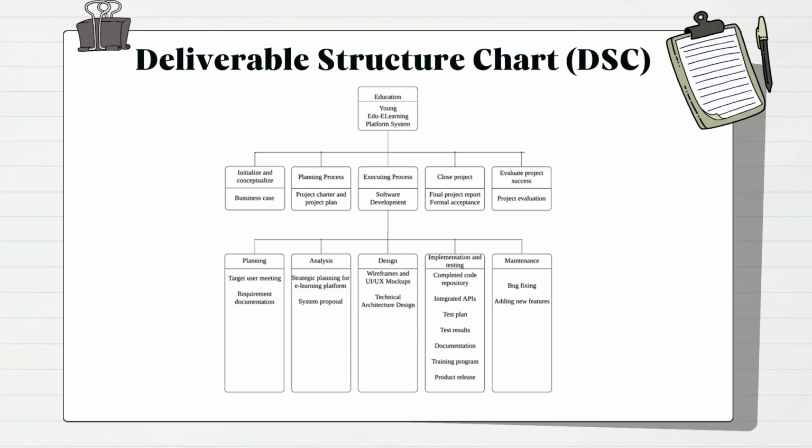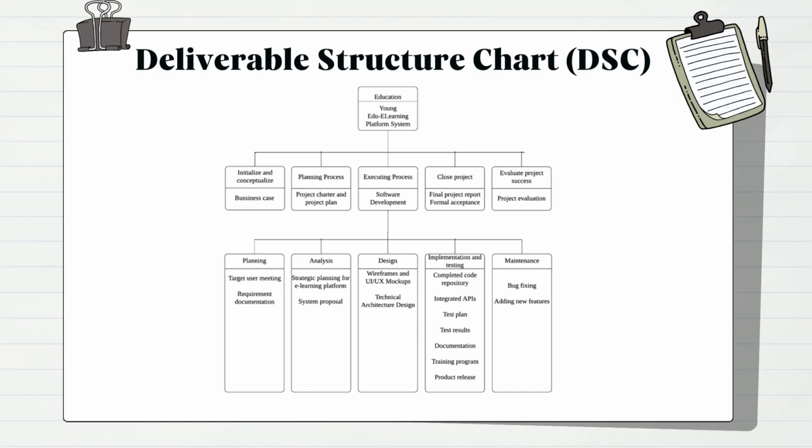Let's dive deeper into the key sub-processes within these phases. Planning phase includes target user meetings and requirement documentation. Analysis phase focuses on strategic planning for the e-learning platform and preparing a system proposal. Design phase involves creating wireframes, UI/UX mockups, and technical architecture designs. Implementation and testing includes building the code repository, integrating APIs, testing, documenting the system, training users, and finally releasing the product. Maintenance handles bug fixes and continuous improvements with new features.